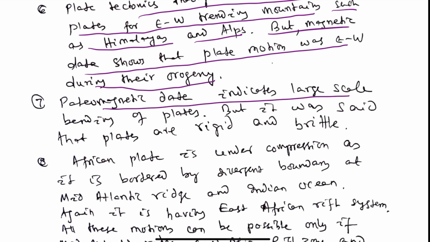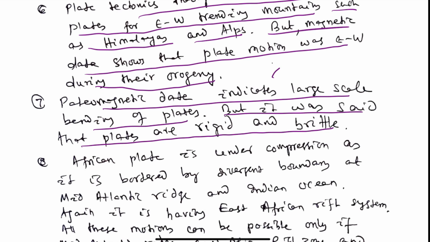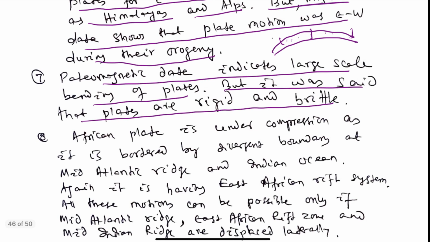Paleomagnetic data indicates large-scale bending of the plates, but it was said that plates are rigid and brittle. As I have discussed earlier, the plates are rigid bodies and they are brittle, because of which they have been broken. And below it we have the asthenosphere, which is partially in a fluid or ductile state. So the lithosphere is rigid. If it is rigid, how can it bend? So this is a type of deficiency.